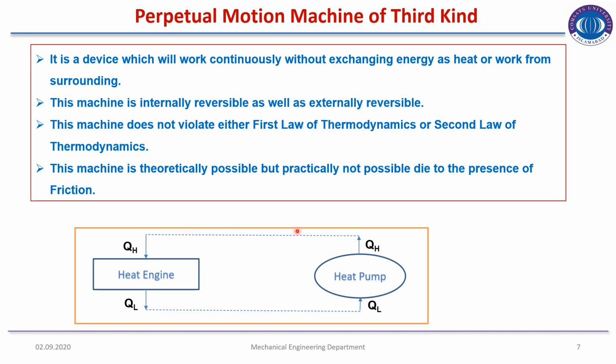Now you can see that this is a perpetual motion machine of third kind. An amount of work is done, but there is no thermal energy reservoir involved, and there is no exchange of energy in the form of heat or work from the surrounding. So this machine is theoretically possible. It does not violate either first law of thermodynamics or second law of thermodynamics, but this machine is practically impossible due to the presence of friction.